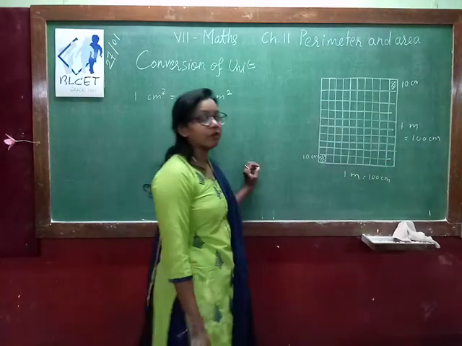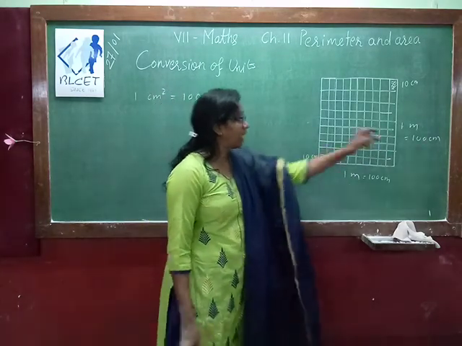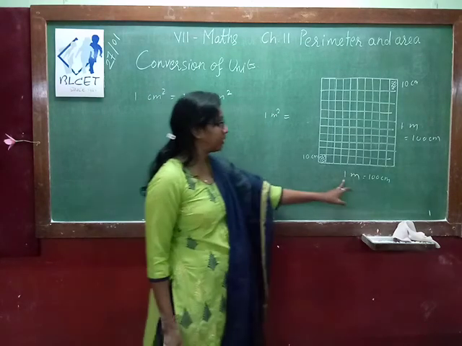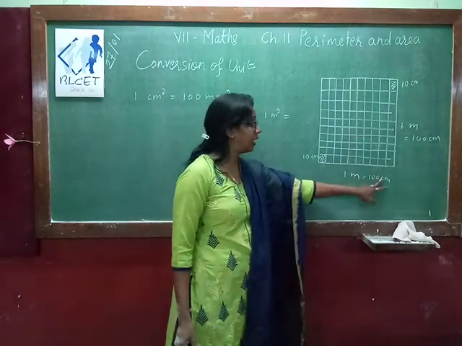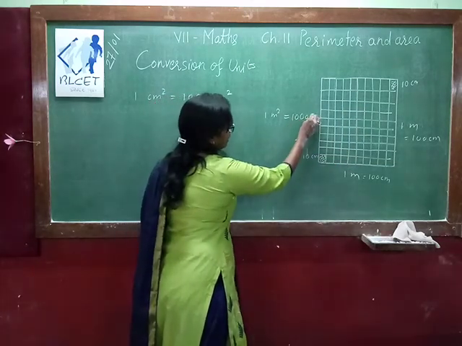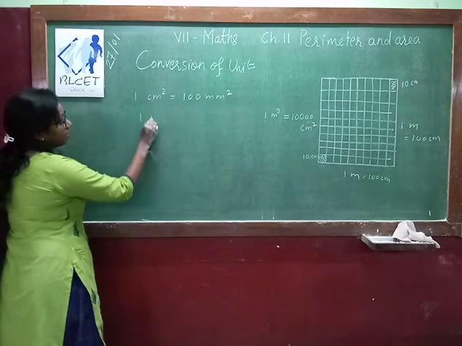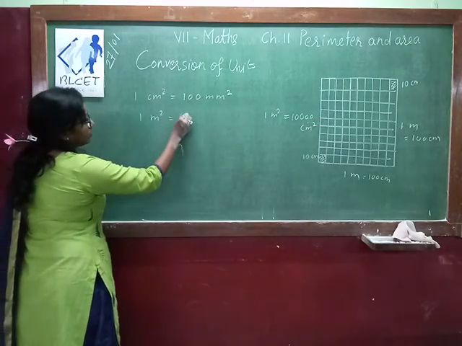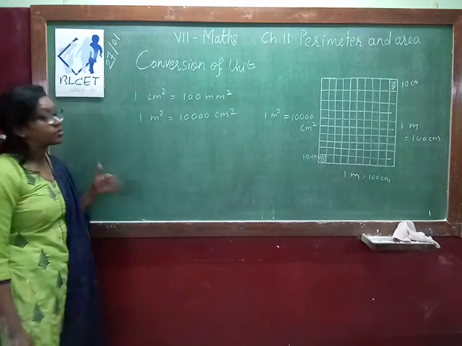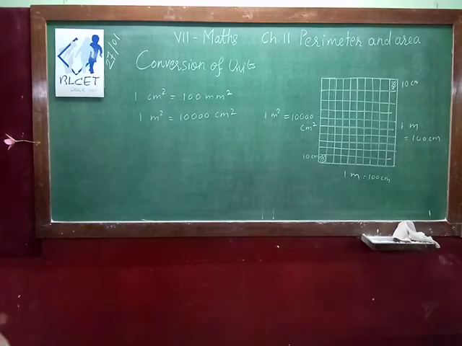So now if you want to find the area of this, 1 meter into 1 meter will give you 1 meter square. But 1 meter is equal to 100 centimeters, so 100 into 100. So what is the answer? 10,000 centimeter square. So what we can say? 1 meter square is equal to 10,000 centimeter square. So this way we can do the conversion of unit meter into centimeter.